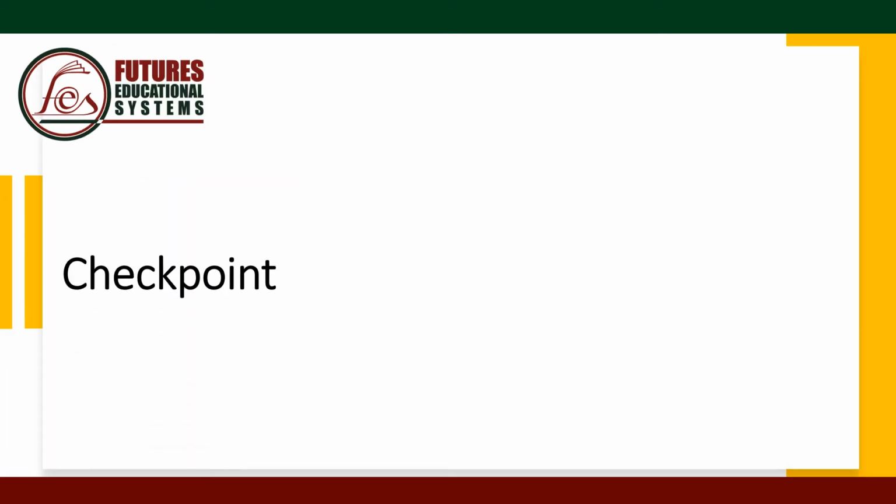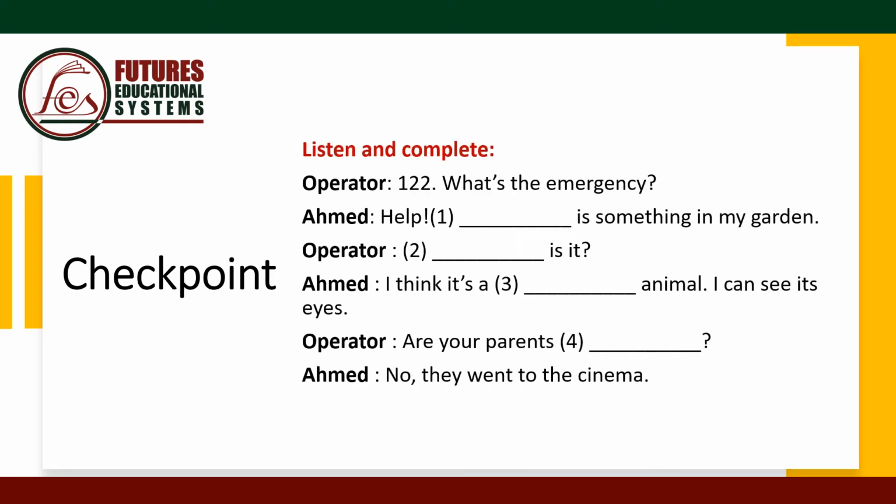Checkpoint. Let's see how far we understood the lesson. Listen and complete. Operator, 1-2-2, what's the emergency? Ahmed, help. There is something in my garden. Operator, what is it? Ahmed, I think it's a wild animal. I can see its eyes. Operator, are your parents home? Ahmed, no, they went to the cinema.